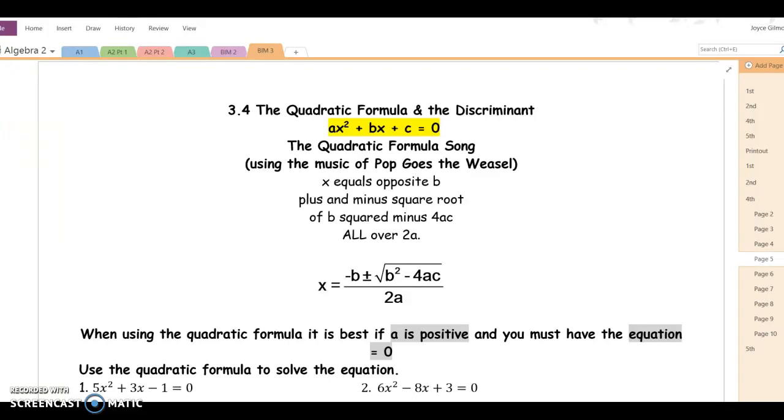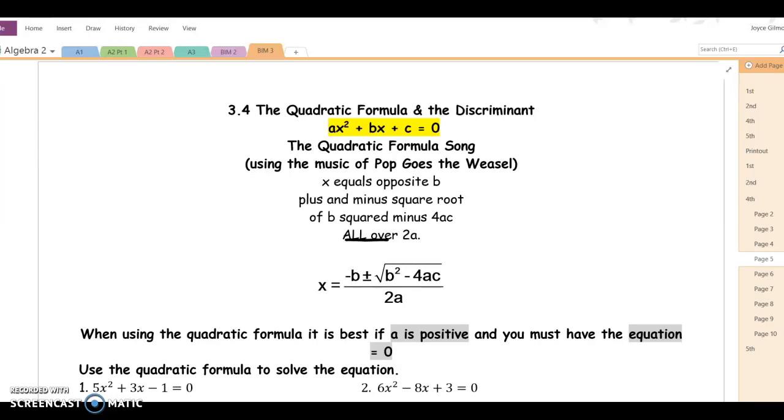When factoring doesn't work, when completing the square doesn't work, your last-ditch effort to solve a quadratic equation is using the quadratic formula. The quadratic formula is x equals the opposite of b plus or minus the square root of b squared minus 4ac all over 2a. It says all over 2a because that division bar has to extend underneath the opposite of b and underneath the square root.